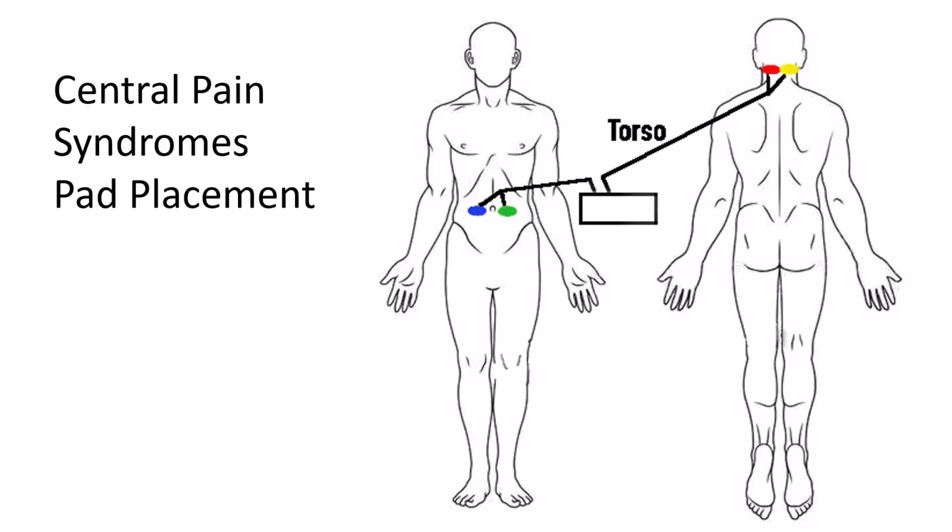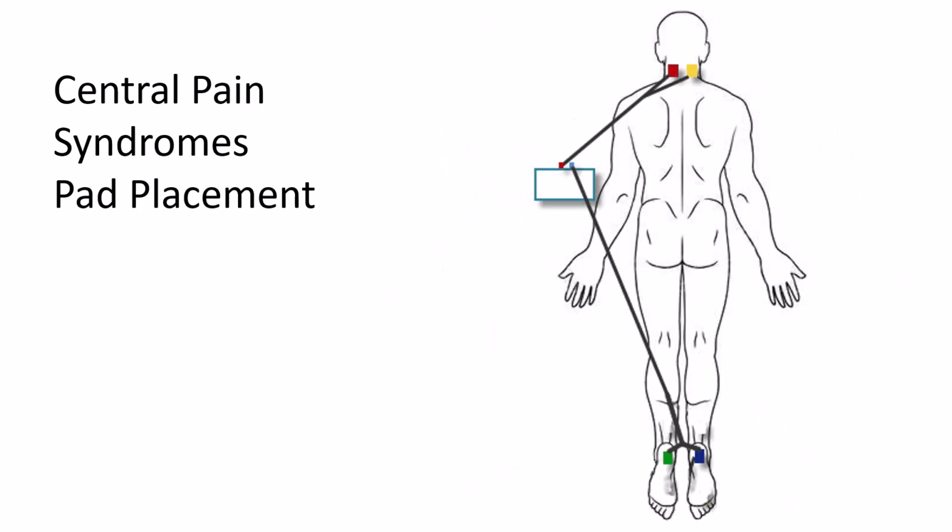Here is a general pad placement for treating central pain syndrome. For InspireStar units, you want to have the red-yellow pads on the back of the neck, at the base of the skull, and the blue-green pads can be on the lower abdomen, at the end of one extremity, or clipped to a cloth electrode that is touching the bottom of both feet, or touching both hands.